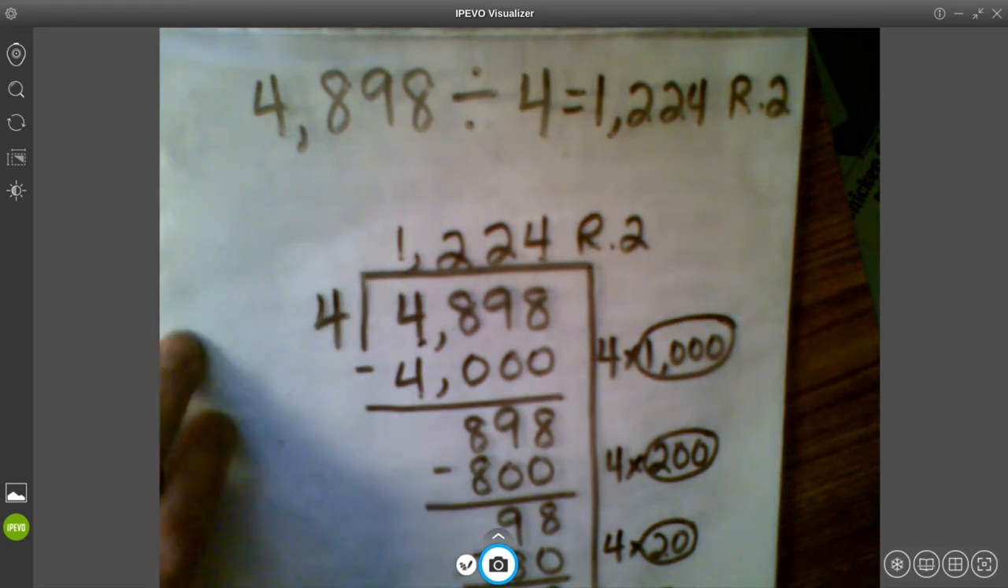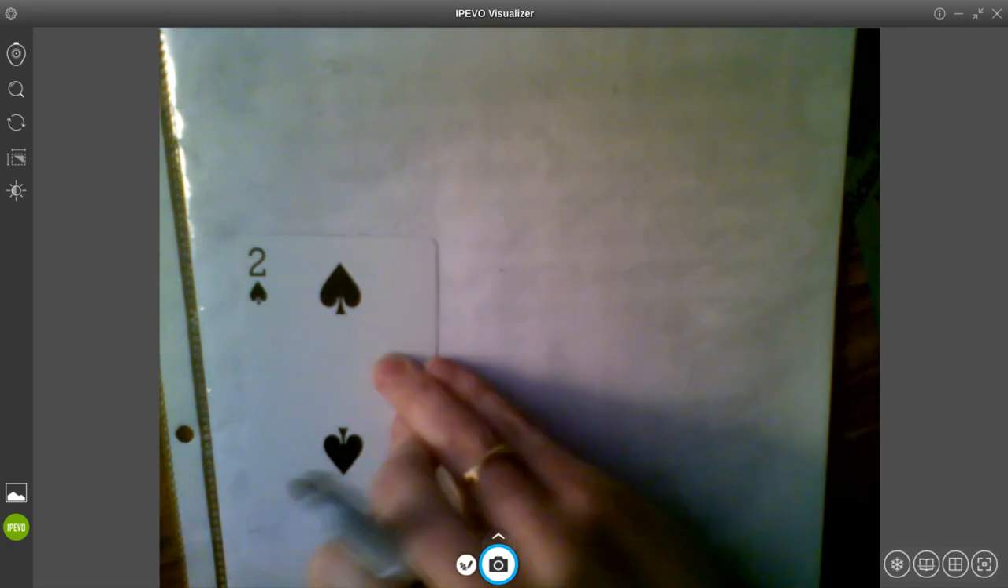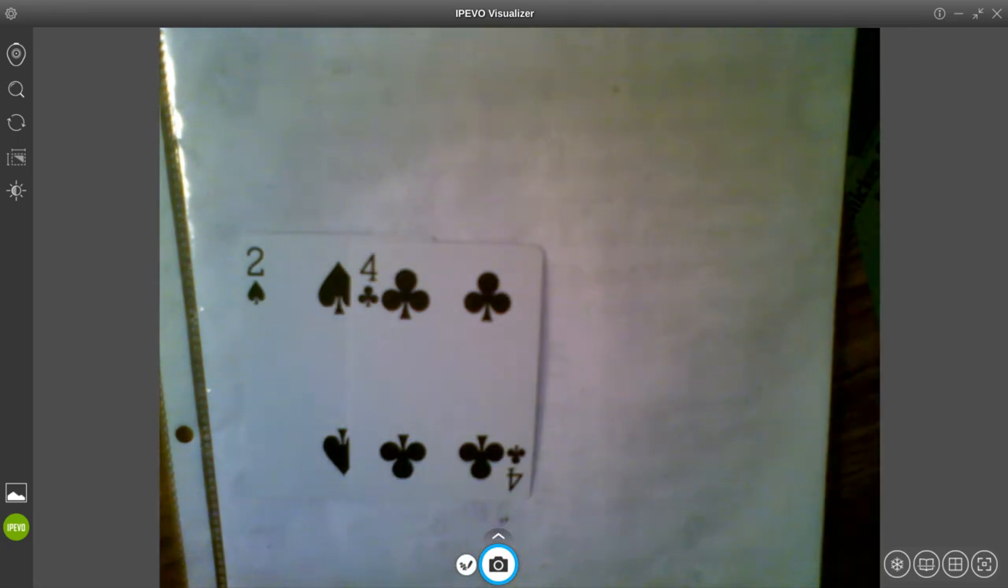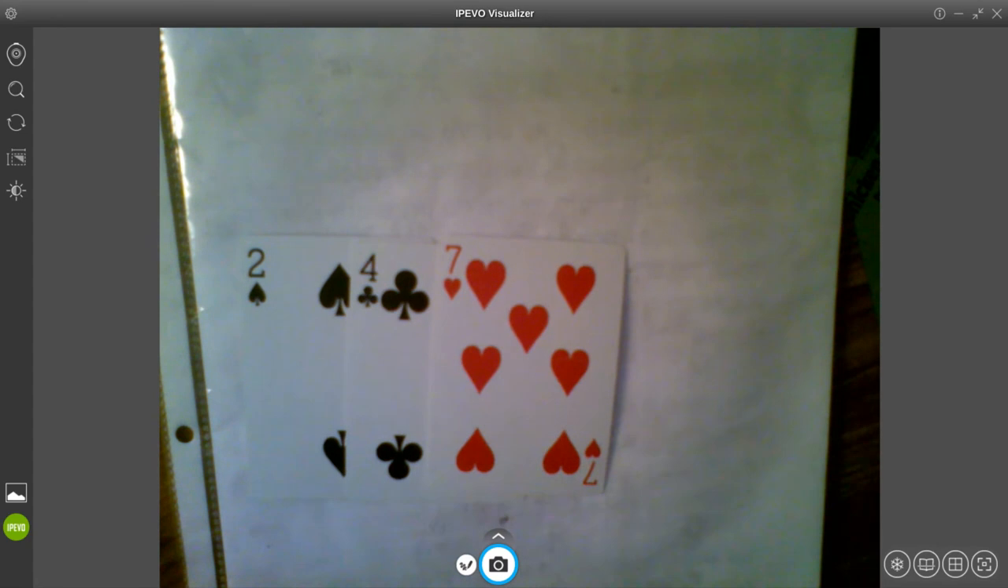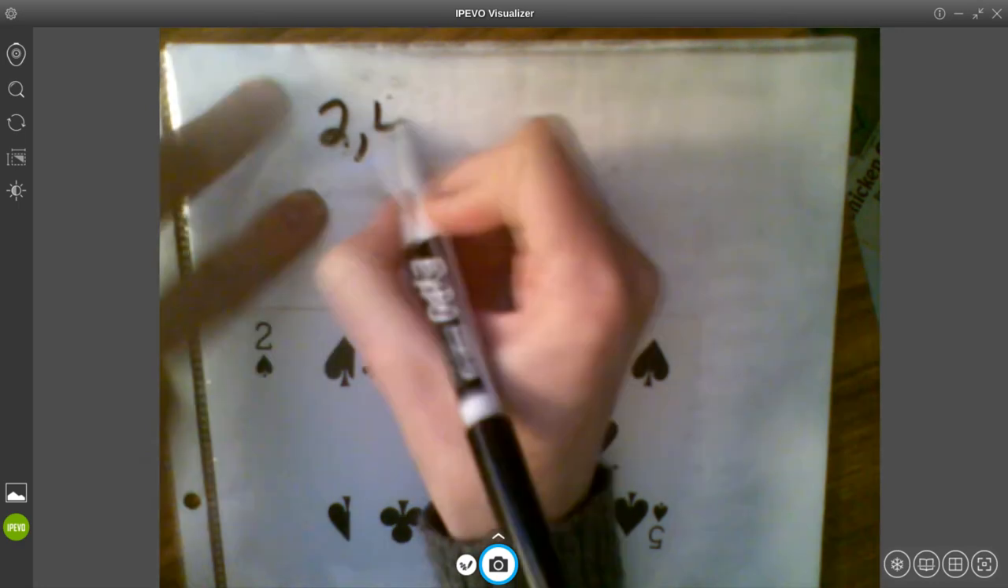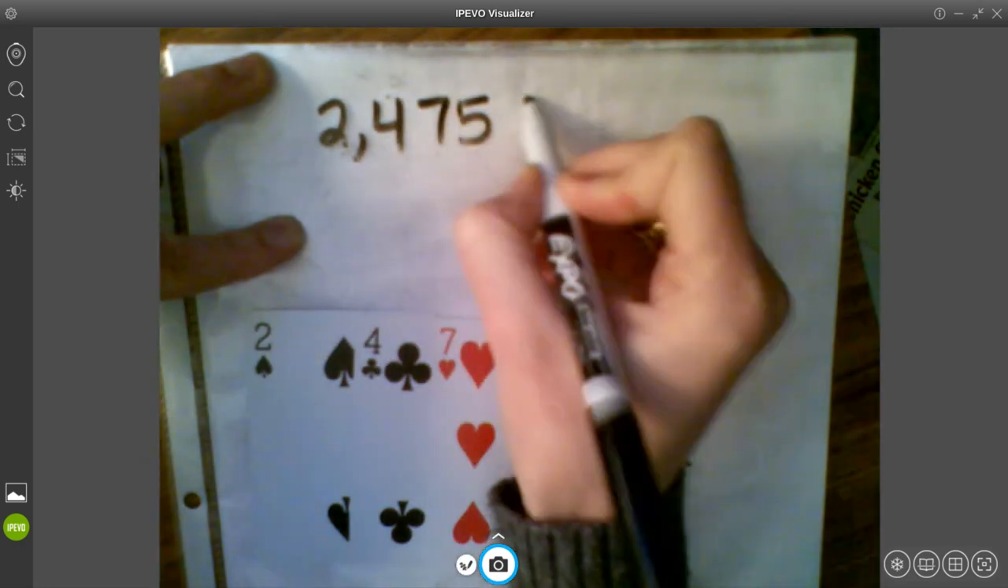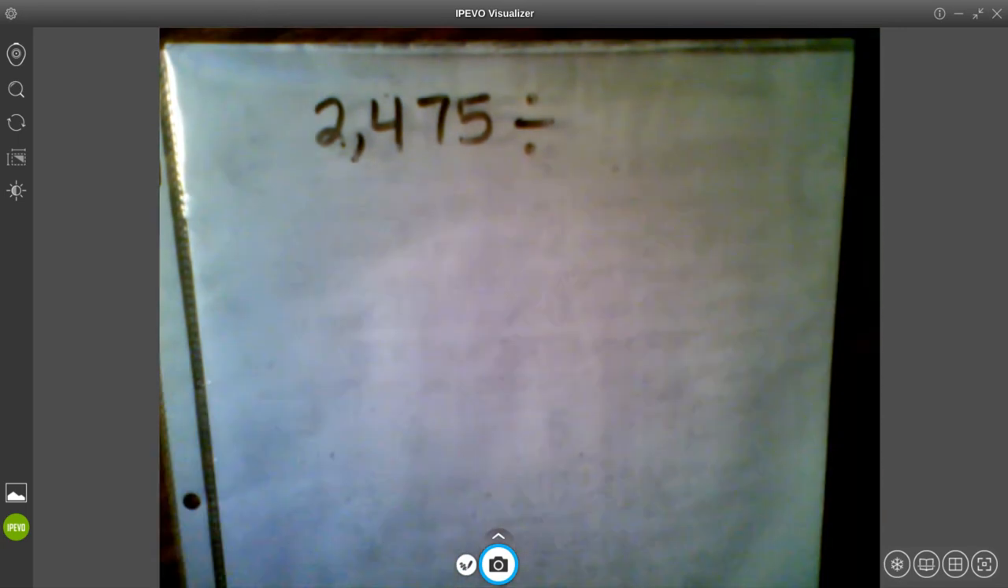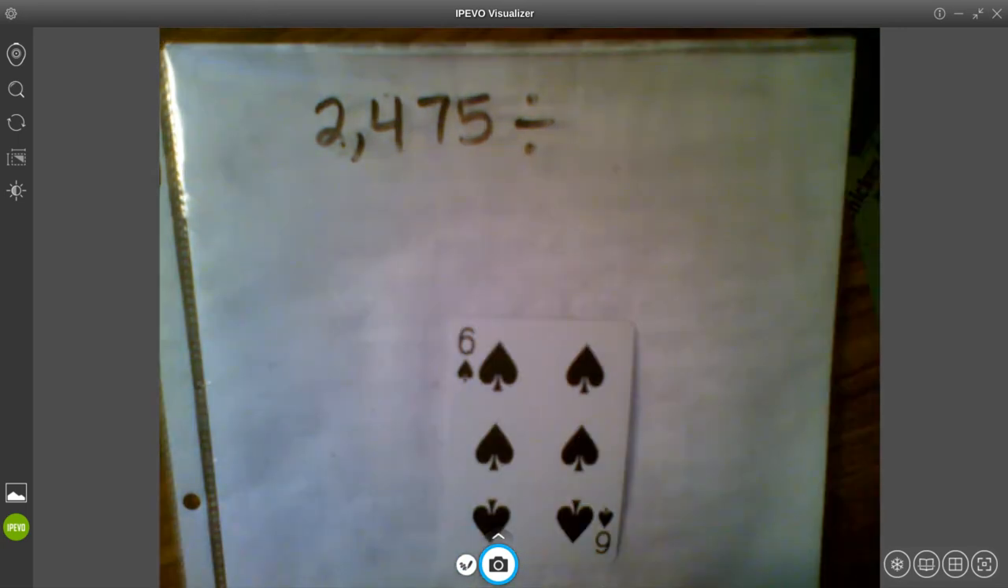Okay, let's do another one. This time, I want you to get your paper. I want you to do this with me. Are you ready? Pause if you need to go get your materials. Hopefully they're close by. All right, here's our 4-digit dividend. 2,475 divided by, let's see what our divisor is, 6.